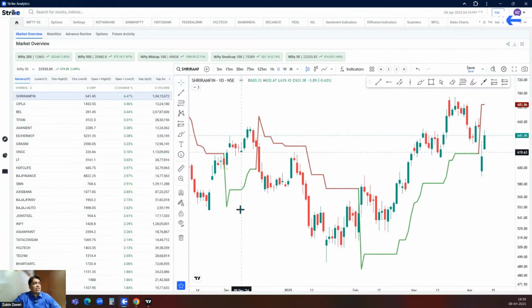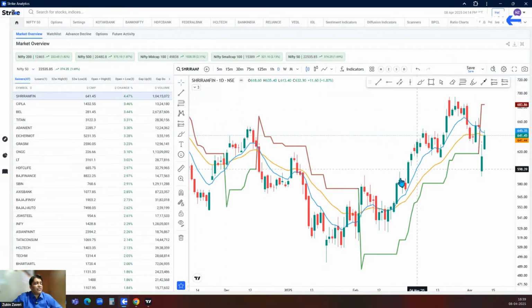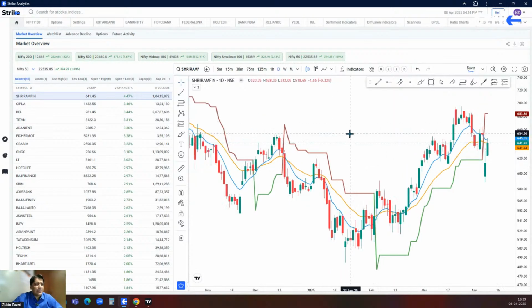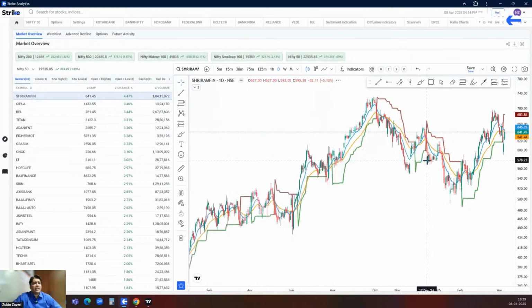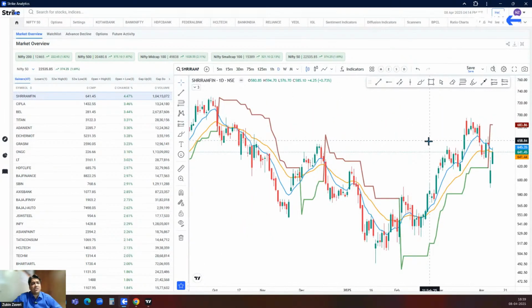So now when we combine all three of them, what we get is a kind of a trading system, and it works on stocks. And what are the advantages of this particular system, super trend and moving averages, is that in super trend we get a nice trending move.